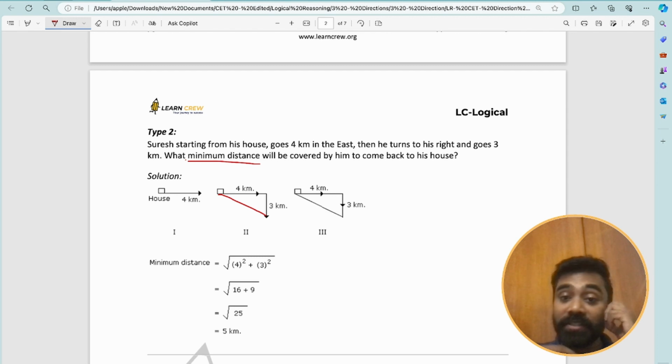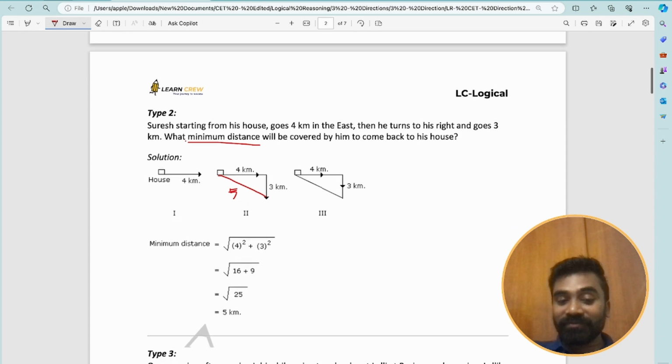So when you see this, obviously you will start remembering your school days. Sir, Pythagoras theorem. Yes, wonderful, Pythagoras theorem. Since this is 90 degrees, 4 square plus 3 square is nothing but 16 plus 9, that is 25. Root 25 is nothing but 5. So the shortest distance between his house and the end point is 5 kilometers. Wonderful. So this is type number 2.